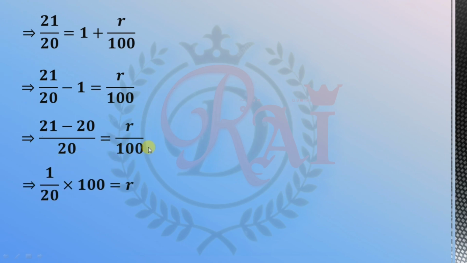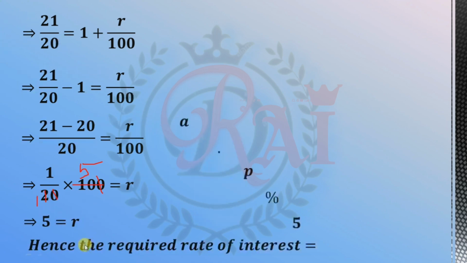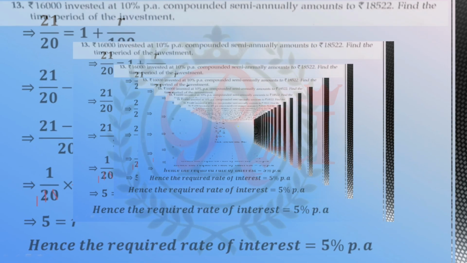When 100 goes this side, it becomes a multiplication of 100. Now here, simple calculation, 0 and 0 will get cancelled. 2 1s are 2, 2 5s are 10. So your rate of interest R is equal to 5. Hence the required rate of interest is equal to 5% per annum.